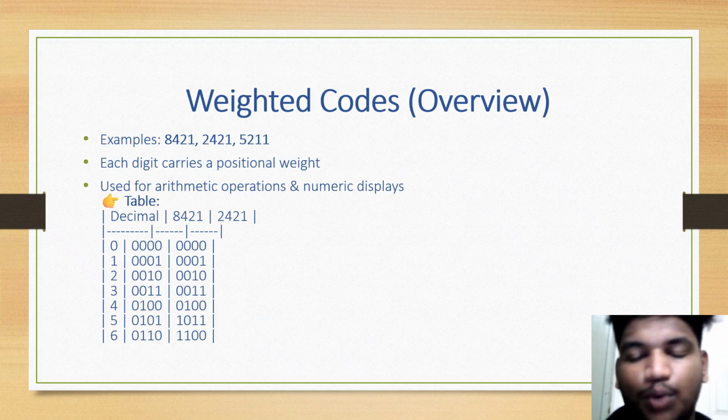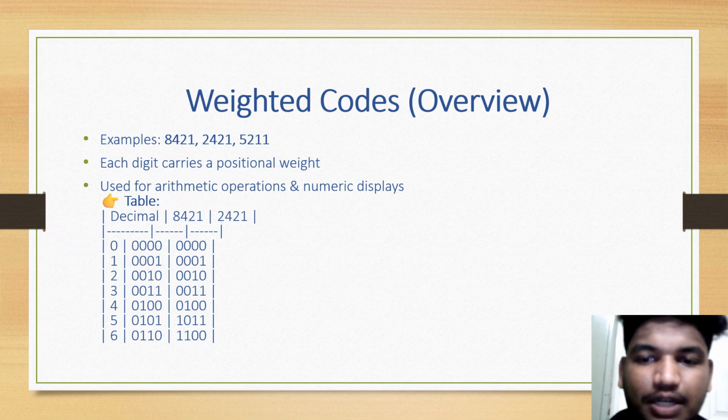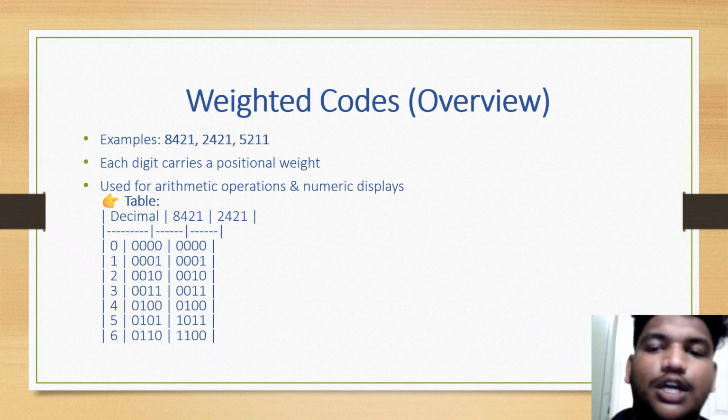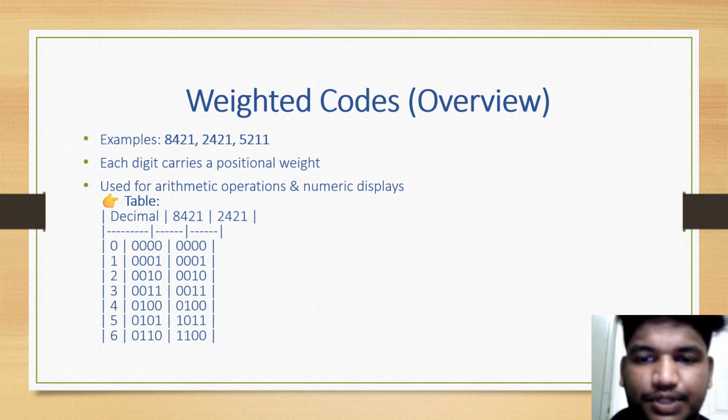Now I want to explain the types of binary codes. There are four types of binary code. The first one is weighted code, the second one is non-weighted code, the third one is alphanumeric code, and the fourth one is error detecting code. Weighted code means it has some weightage. Here we can see many types of weighted codes: 8421, 2421, BCD code, 84-2-1, 64-1-2. Here we have many types of weighted codes.